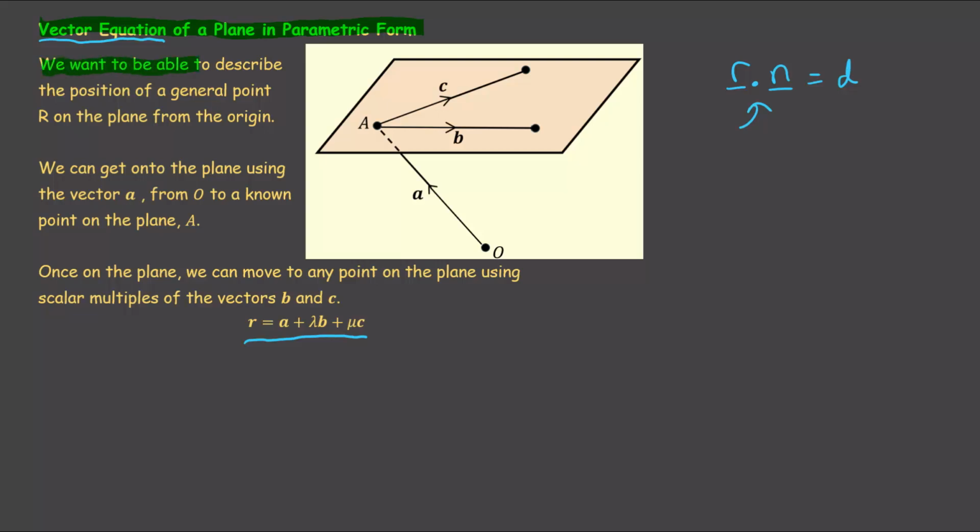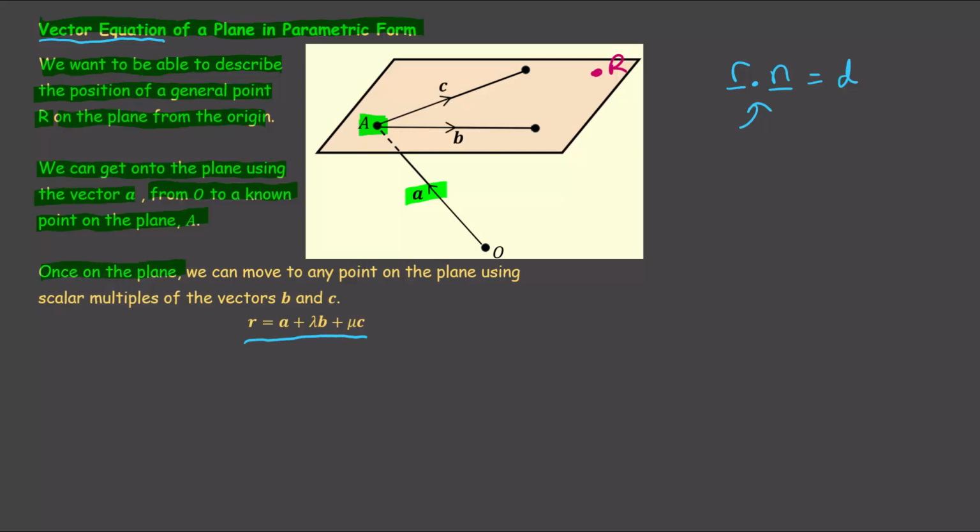We want to be able to describe the position of a general point R on the plane from the origin. So let's say we've got some point on the plane, some general point here, R. We can get onto the plane using the vector A. So A, as usual, is a known point on the plane with position vector A. So the vector A goes from O to a known point on the plane.